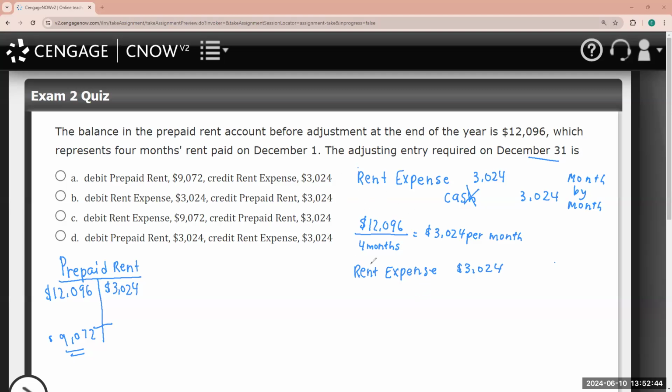We made the cash payment on December 31st, and we increased the balance in our prepaid rent account. So our journal entry would be a debit to rent expense for $3,024 and a credit to our prepaid rent account for $3,024.